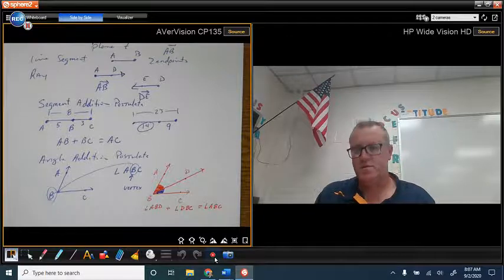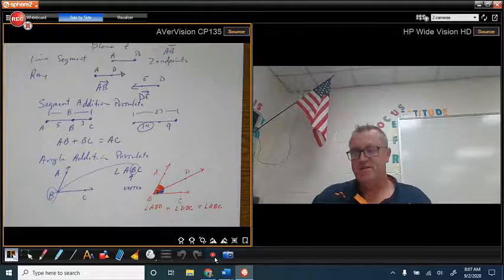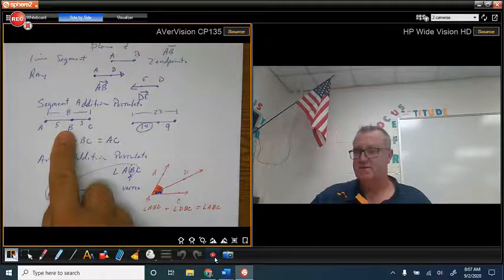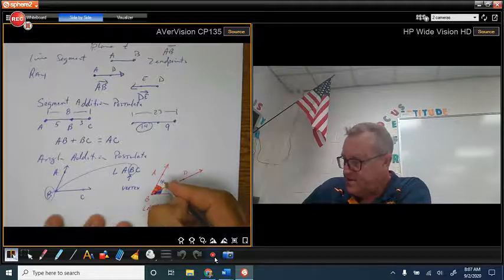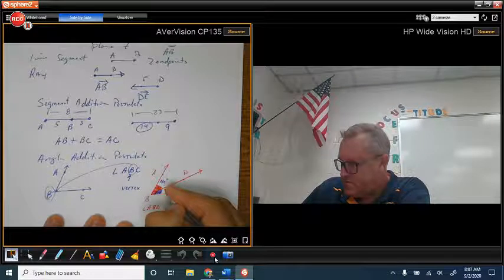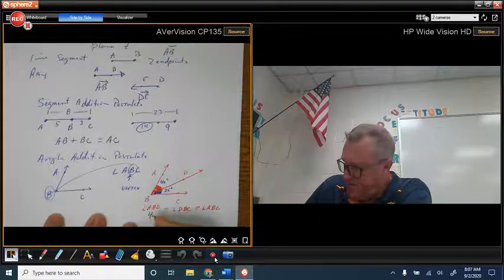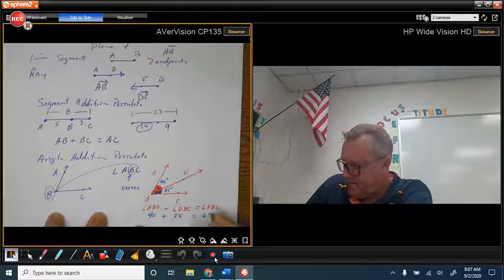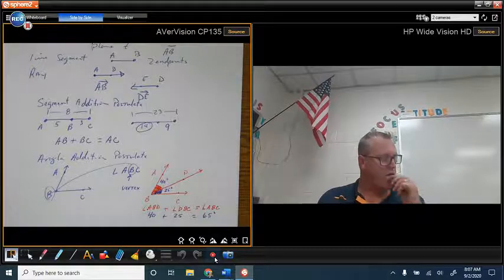Some people struggle with seeing that there are 3 angles there. There are two smaller ones and then the larger one, which is the addition. It's very similar to the segment addition postulate. So if this is 40 degrees and this is 25 degrees, then we know that the entire angle is 65 degrees. You're going to see things like that on your homework.